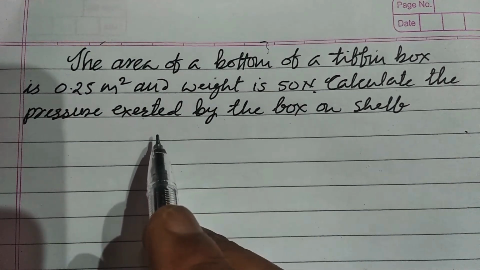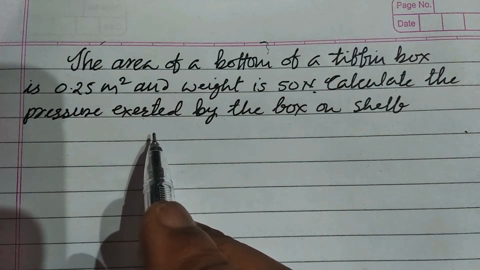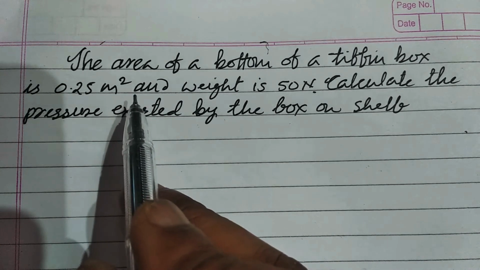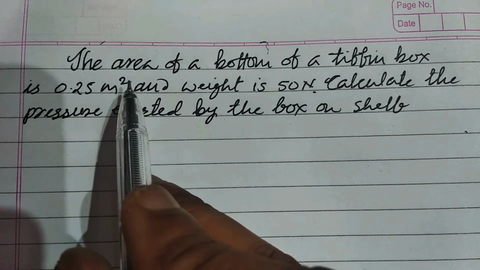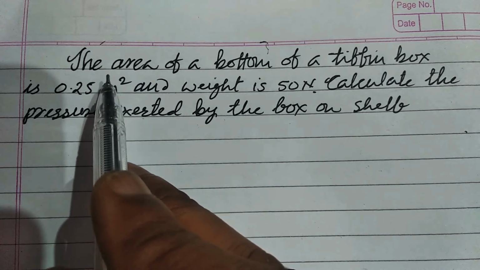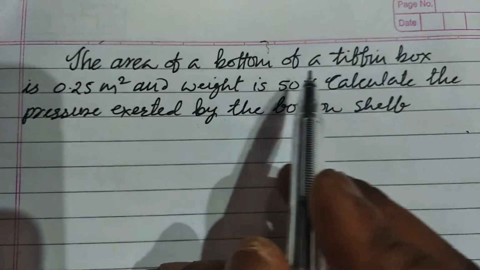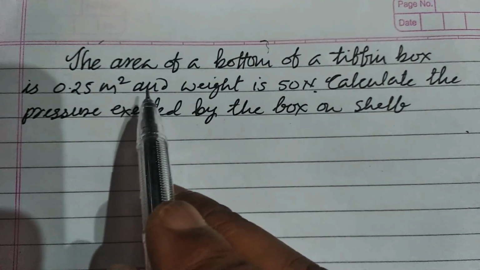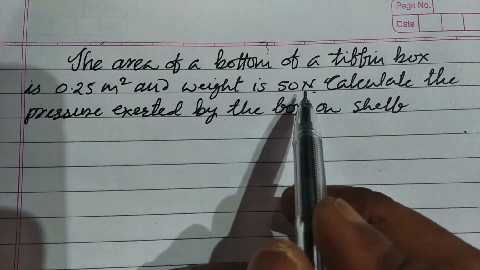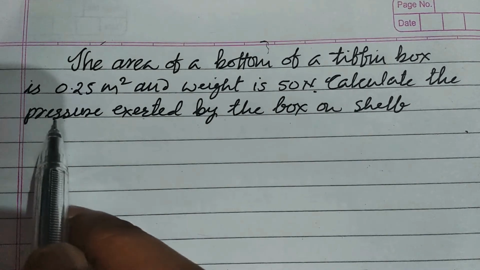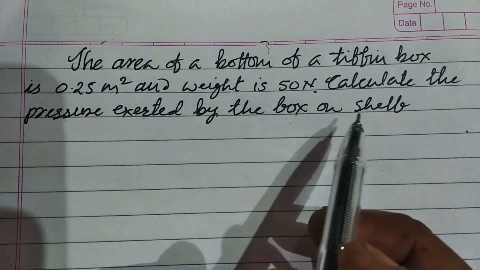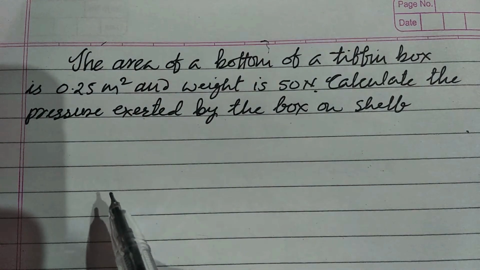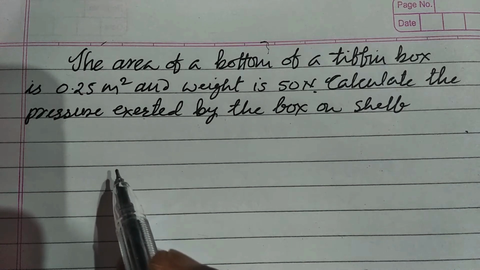Dear students, today we are going to solve an example. Before we start to solve an example, it is to be read 2 to 3 times. The area of the bottom of a tiffin box is 0.25 square meter and its weight is 50 Newton. Calculate the pressure exerted by the box on the shelf. So here is an example of a tiffin box by which pressure is exerted.